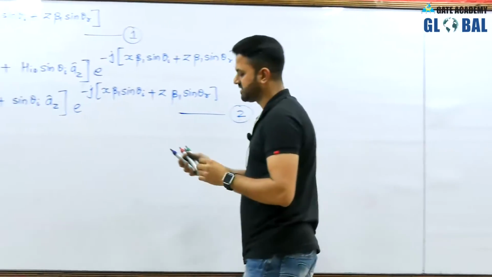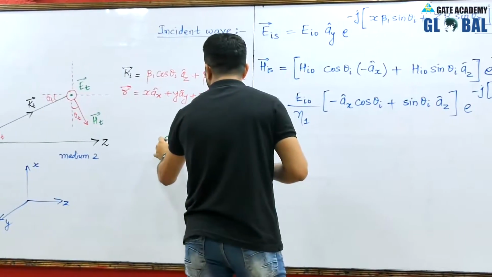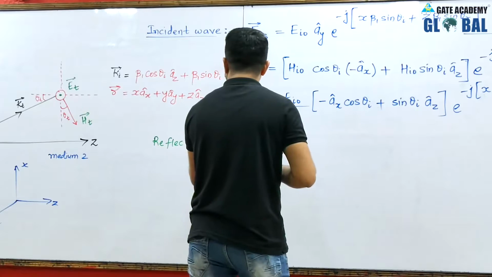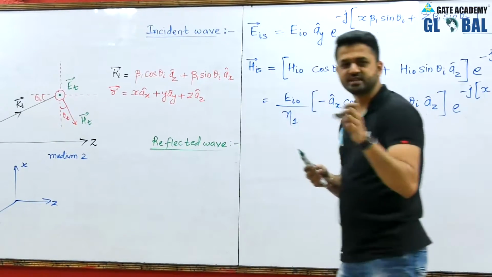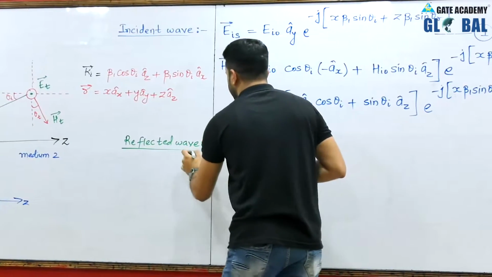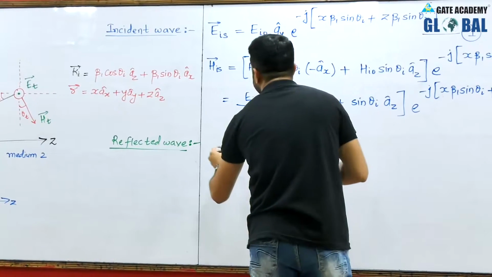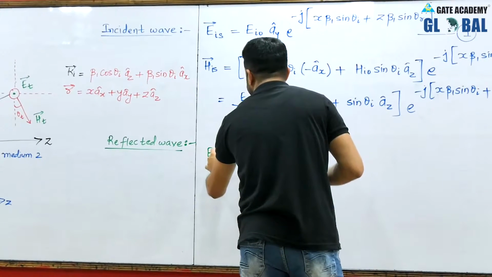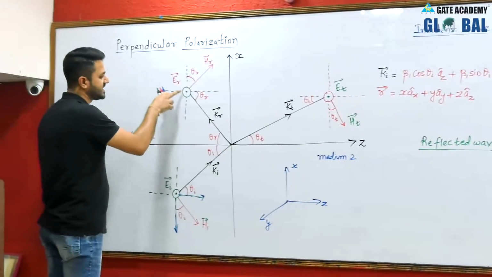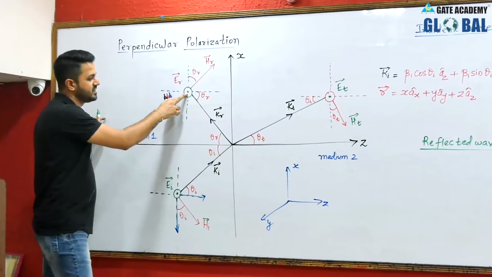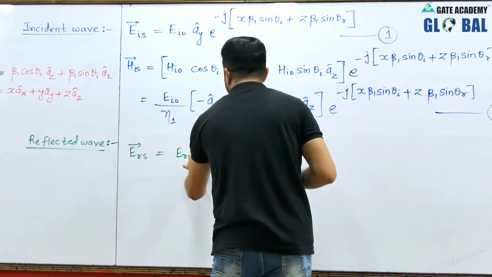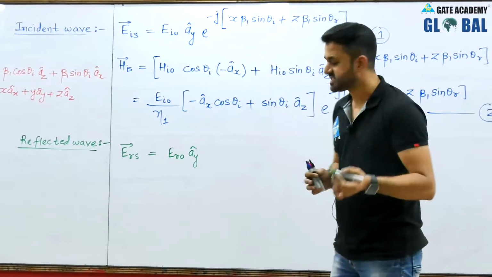Now let's write for the reflected wave. The difference between the incident wave and the reflected wave is that the coefficient will remain the same and we have to change the direction for the propagation vector, right? So let's write ERS for the reflected wave. Now, as we assume that the reflected electric field also has the plus Y component, so this ER naught, which is the peak value, and AY cap. So this is the electric field peak value and its direction.